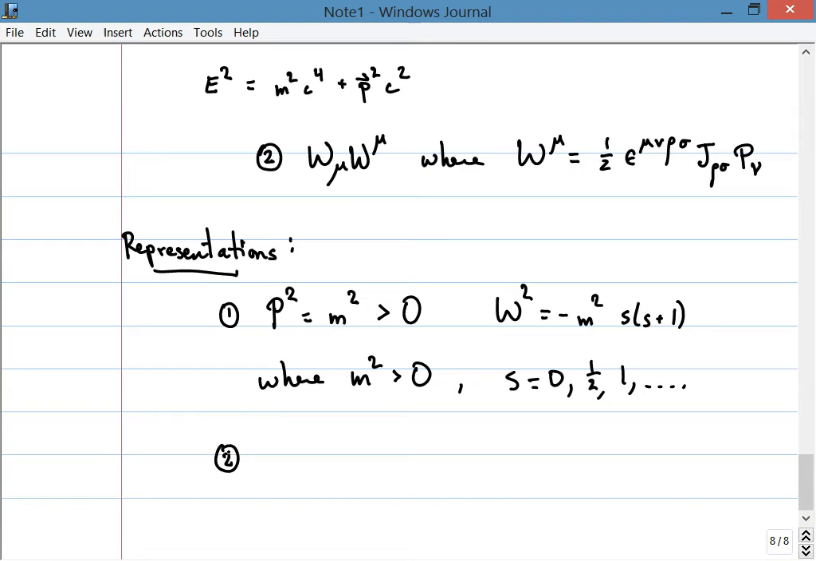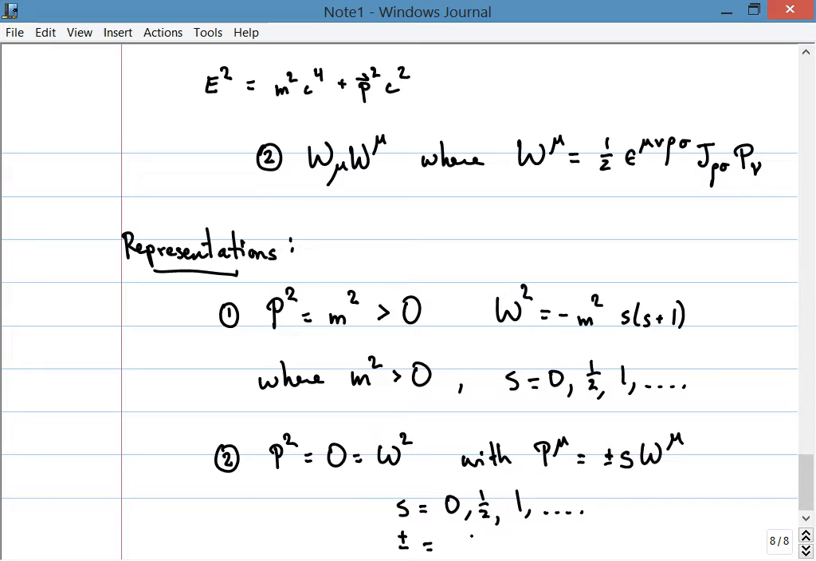And the other representation that we have describes particles with zero mass, and it turns out that the other parameter is zero as well. And there's also a half integer that describes these families. So p mu is always proportional to w mu in these representations. And so s here is a number that's again half integer. And the plus or minus that appears here has a name. We call that the helicity of the representation.